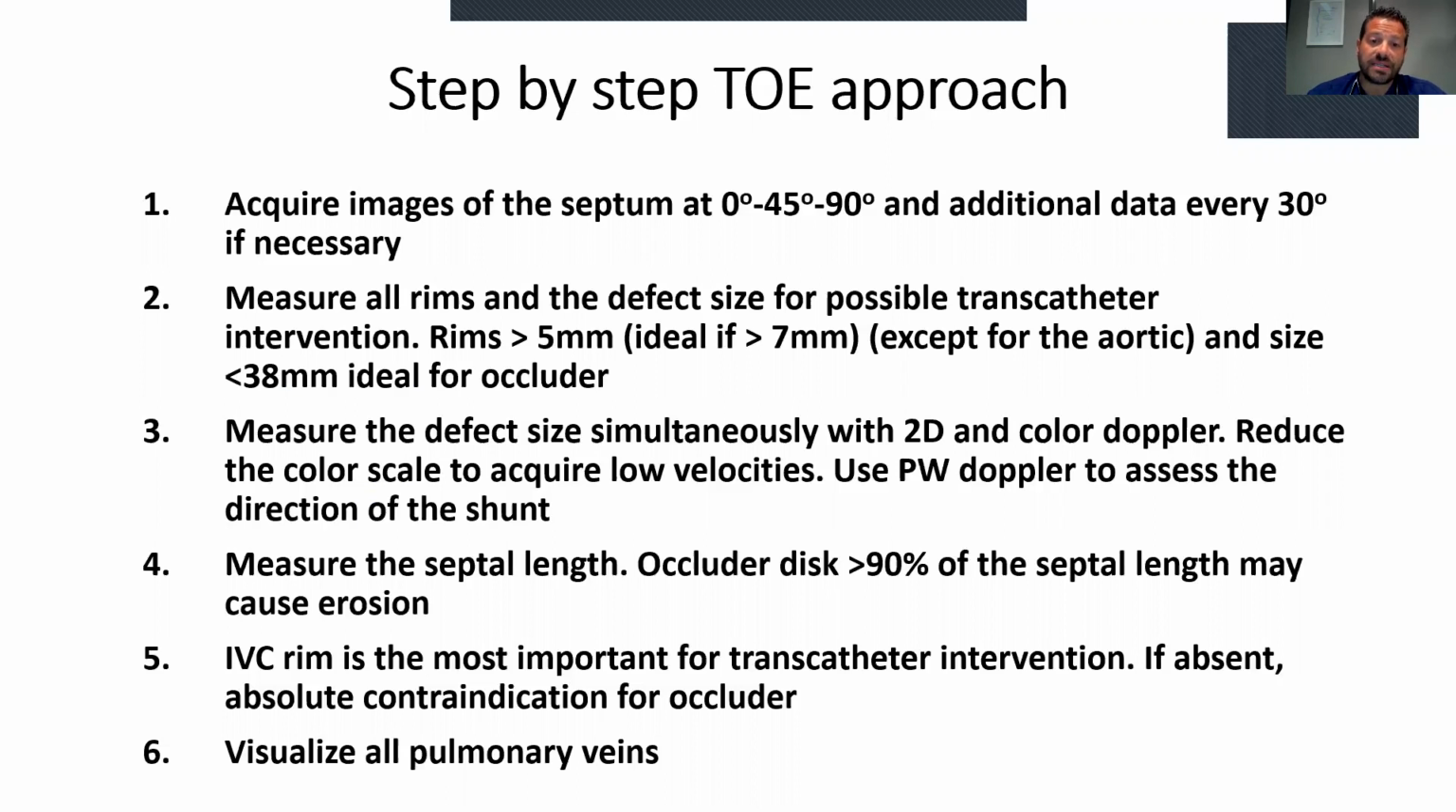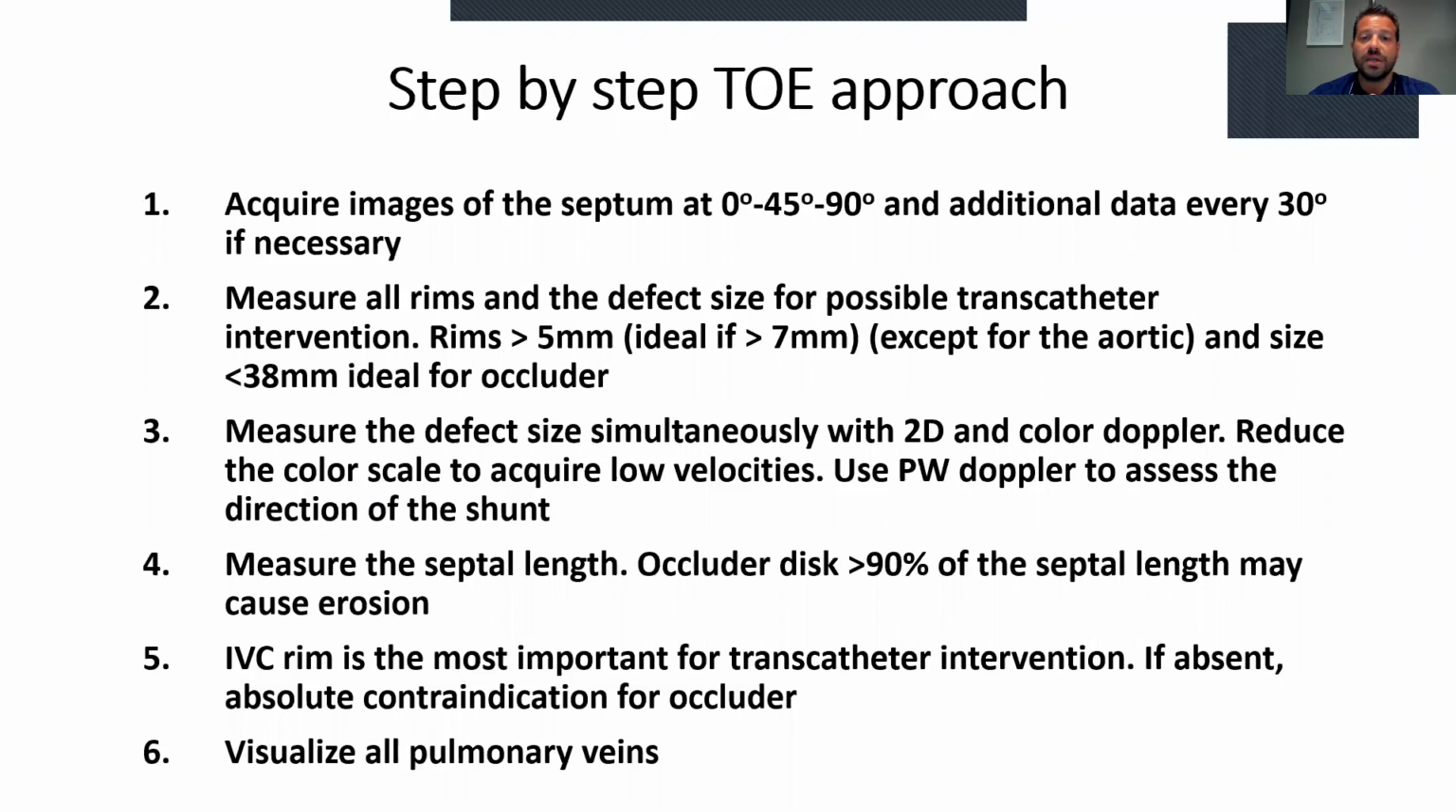We have to measure the defect size simultaneously with 2D imaging and color Doppler. We need to reduce the color scale in order to acquire low velocities, and we also have to use the pulse wave Doppler in order to assess the direction of the shunt, if it goes from the left to the right atrium, or vice versa. Always we need to check the total length of the septum, because if the occluder disc is more than 90% of the septal length, then it may cause an erosion, and we don't want that, of course.